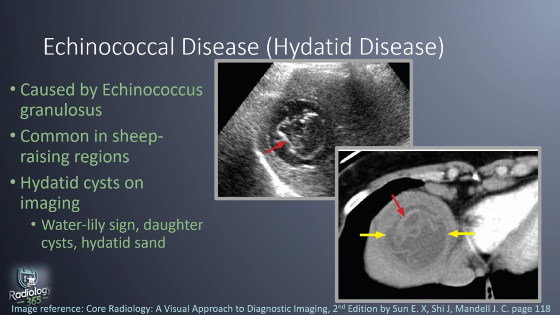So these images are a case of hepatic echinococcus. The ultrasound shows a complex, primarily hypoechoic mass in the superior aspect of the liver containing a hyperechoic undulating membrane. And on contrast enhanced CT, we see a fluid attenuating cystic mass containing an undulating membrane as well, the water lily sign. This was an echinococcal cyst or hydatid cyst.